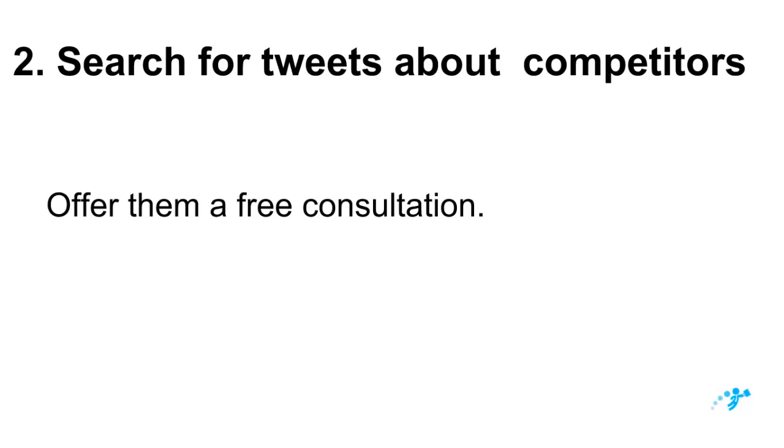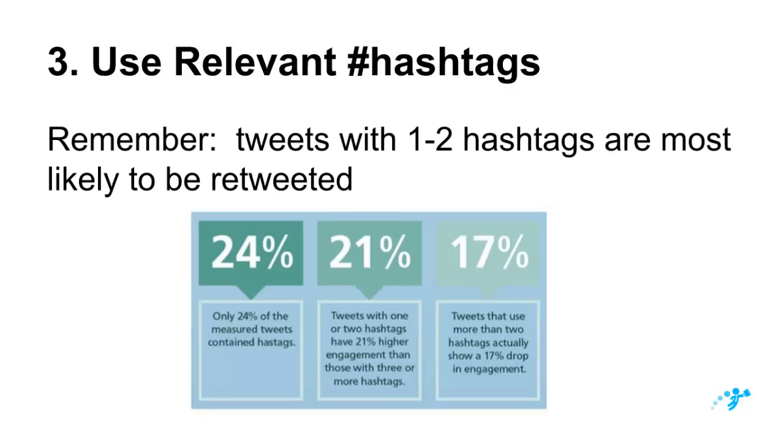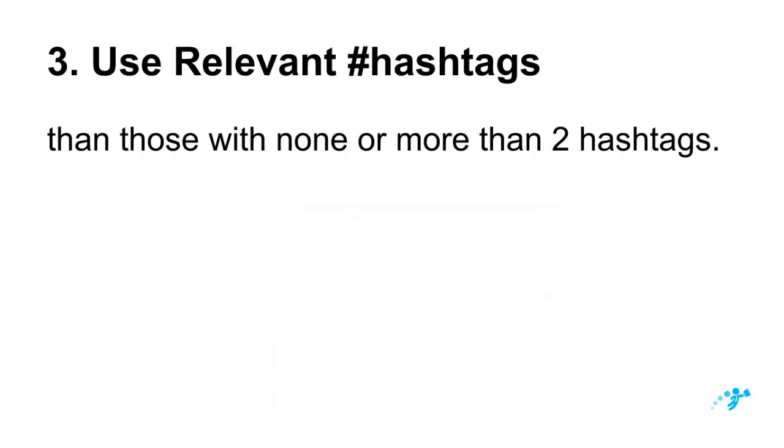So the first 2 are around finding people that need help on Twitter and just being there and replying to them. Number 3 is to use relevant hashtags. Well, hashtags are huge because they're going to make your tweets go further and more people are going to see them. And remember, tweets with 1 to 2 hashtags are most likely to be retweeted than those with none or more than 2 hashtags.